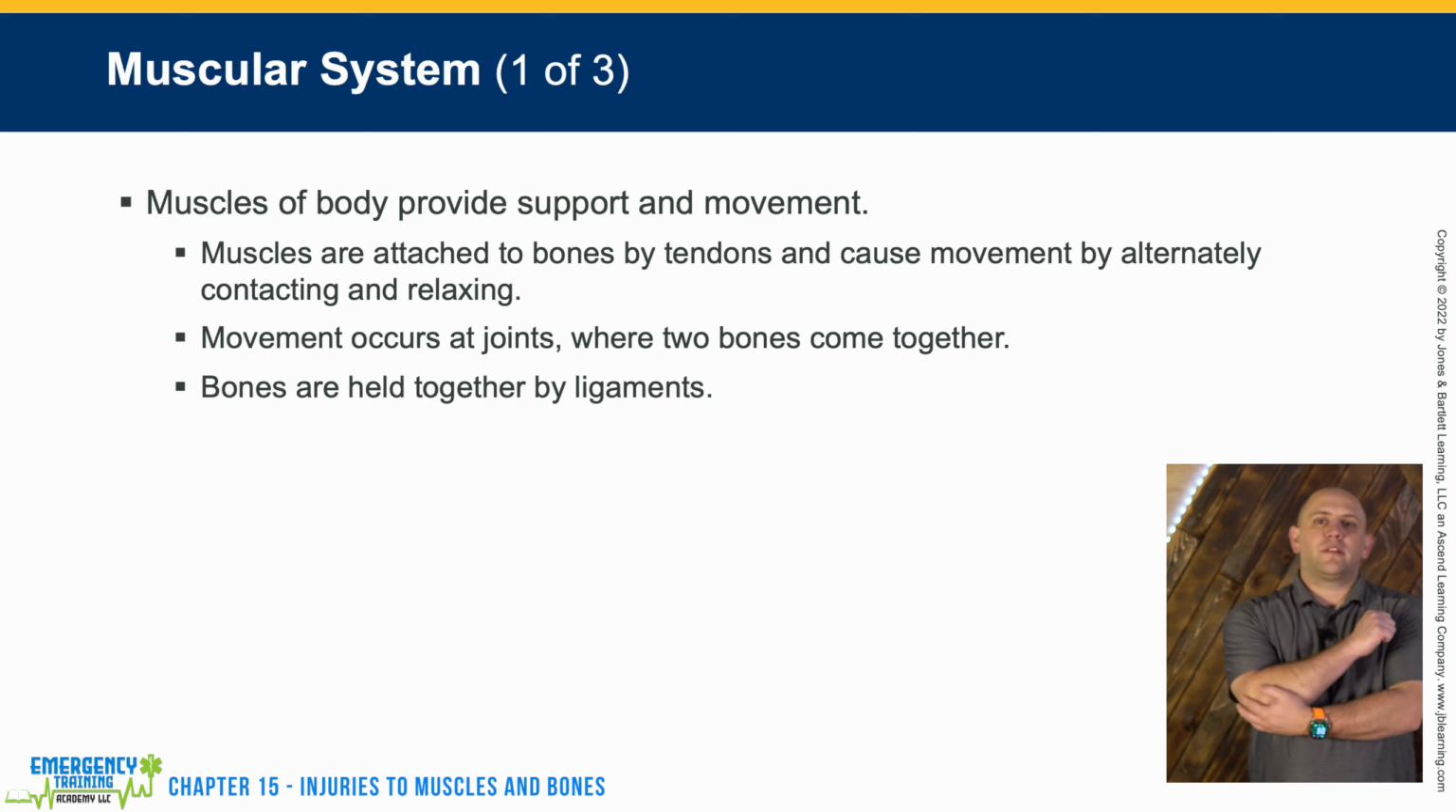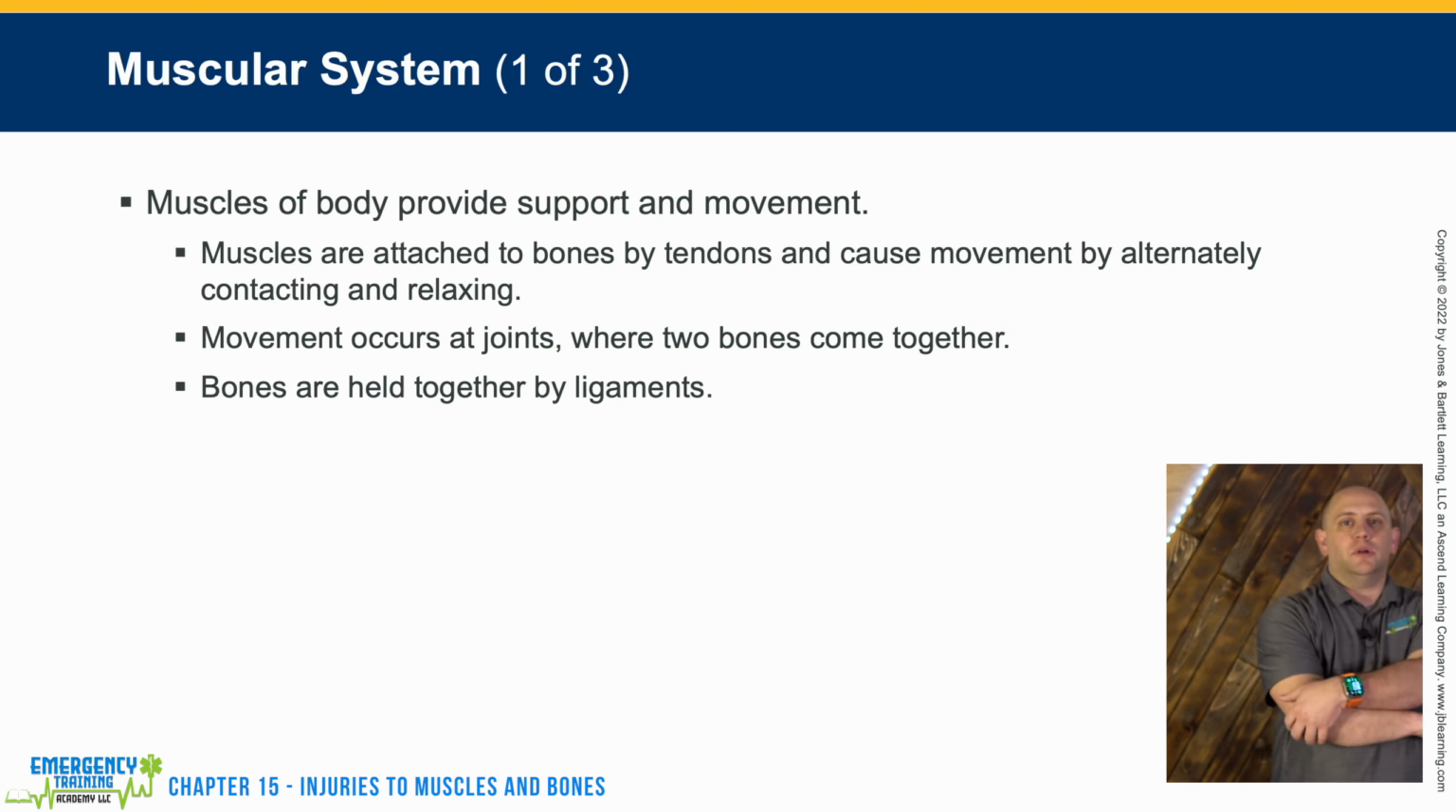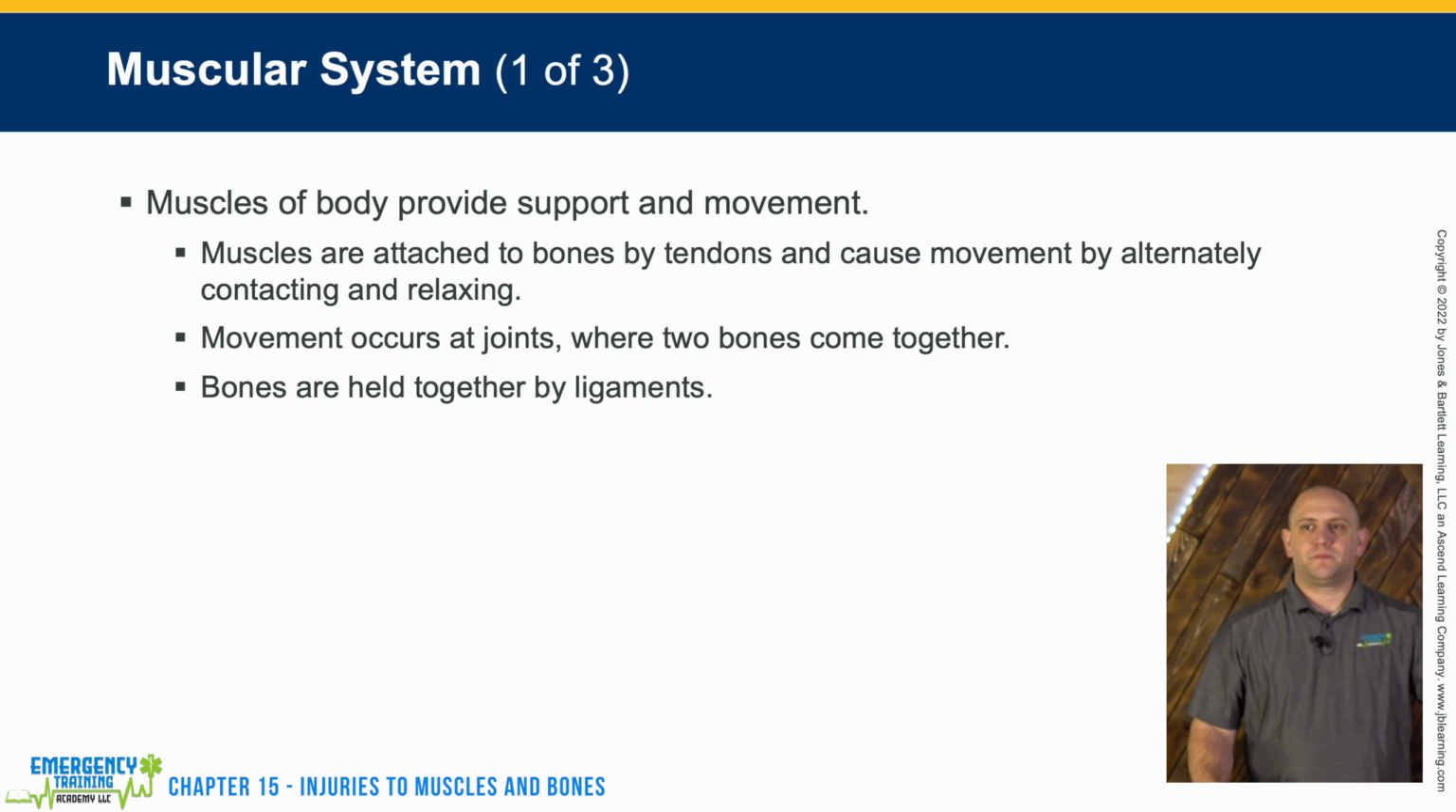At those joints, we have ligaments that hold the bones together. And so at joints, we can have either tendon damage from where muscles are connected, or we can have ligament damage where the bones are connected. But we also need to remember, and we'll talk more about this as we go into splinting, that any articulation at a joint can cause injury to the muscles and bones above and below those joints.